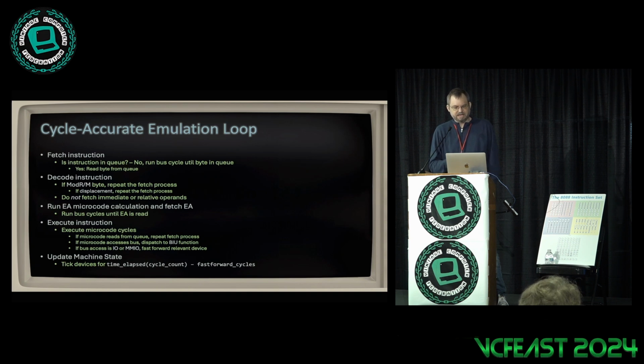It's the same basic steps of fetch, decode, execute, but you have to go through the bus interface unit for each step. Because even when you fetch your first byte, the bus interface unit has to honor that request, get it into the queue, and read it back out. One thing to note is that the 8088 does not immediately fetch immediate or relative operands. That was a fun thing to discover. Those are done specifically in the microcode. So if you think about it, the decoder on the 8088 really has no idea about immediate operands.